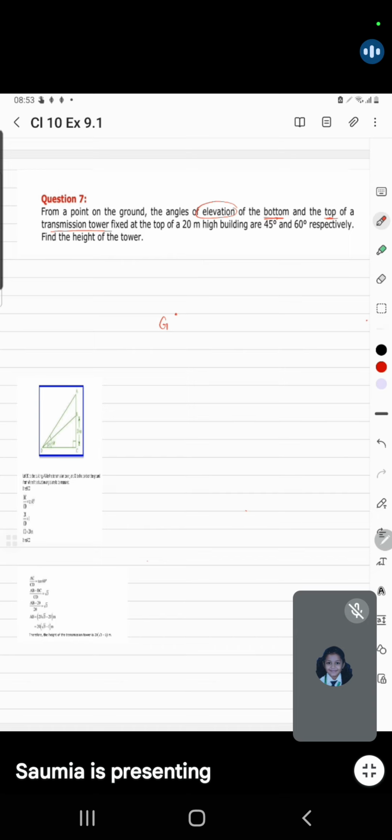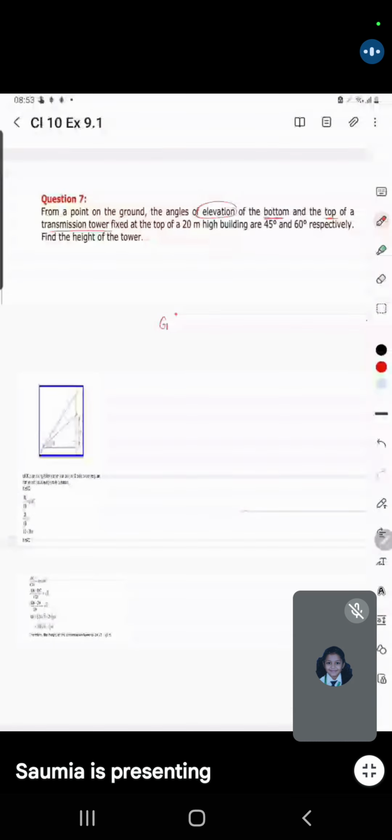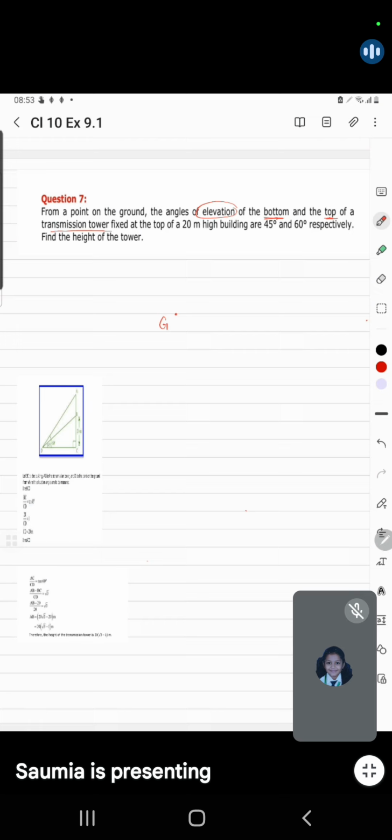Now, this transmission tower is like the mobile network service provider towers on the top of a building, remember? You must have seen. Sometimes they just put it on the top of some building. Sometimes they construct a tower, and on the top of that tower, they place this transmission thing.